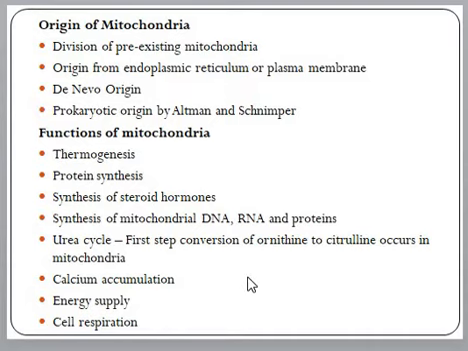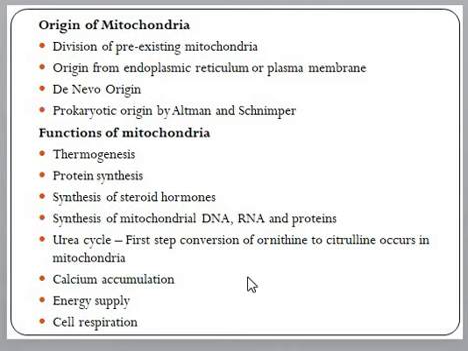The last one is prokaryotic origin by Altman and Schimper. According to that statement, a mitochondrion is a prokaryotic structure. It migrated into the cell and lives symbiotically with the host cell. These are the 4 theories regarding the origin of mitochondria.